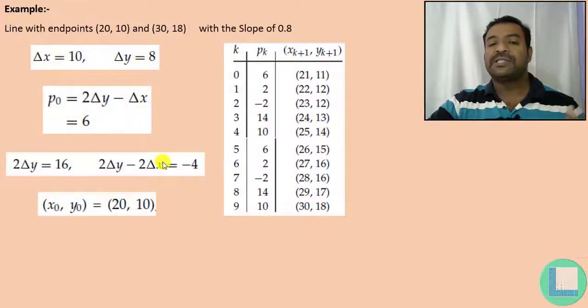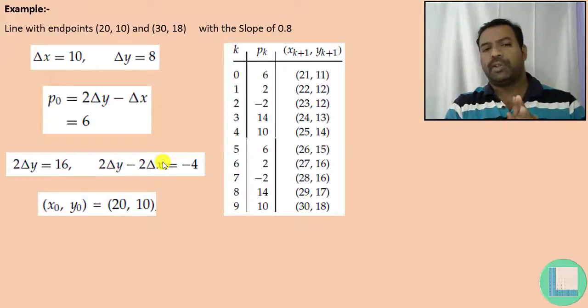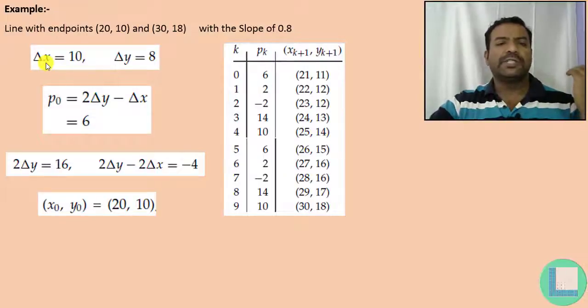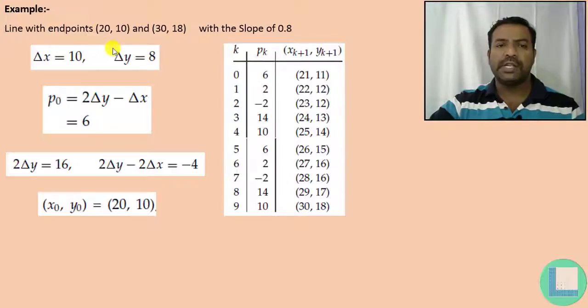So now while I'm starting the algorithm, I will just give only the abstract of this algorithm. I will not go in depth. Hence in that case, if I'm going to have 2 endpoints as 20, 10 and 30, 18, I'm going to find delta x, which is a simple formula where I'm going to subtract x2 with x1, and delta y is y2 minus y1.